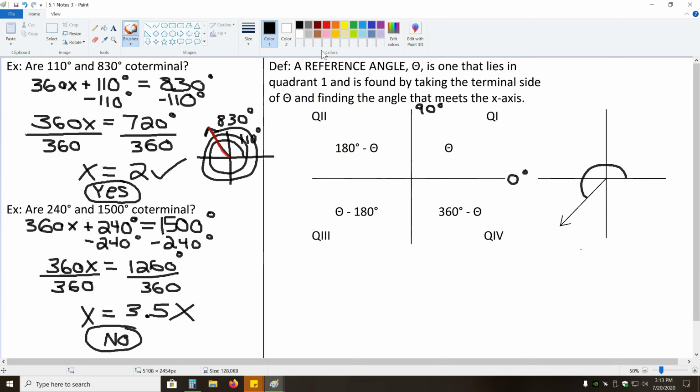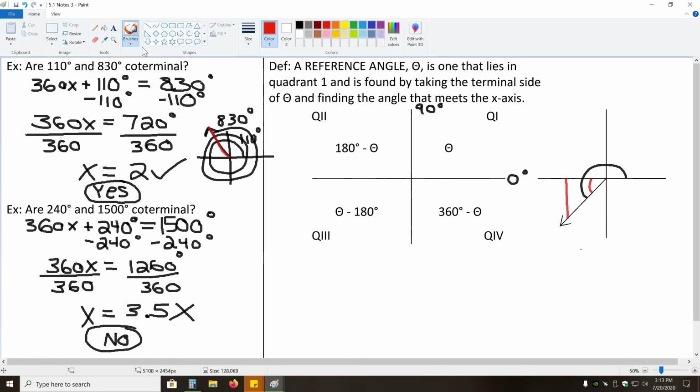To find the reference angle, we would take our terminal side and connect it to the x-axis, the closest x-axis. Never connect it to the y-axis. That's a very common mistake. You cannot do that. But in this case, we connect it to the x-axis and we get the following angle. This angle is the reference angle for this large angle.